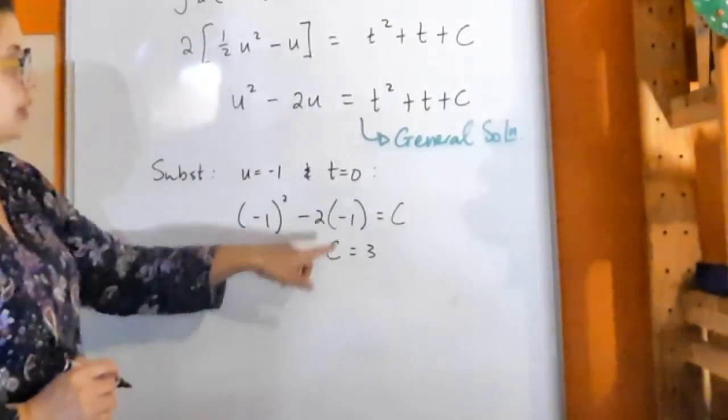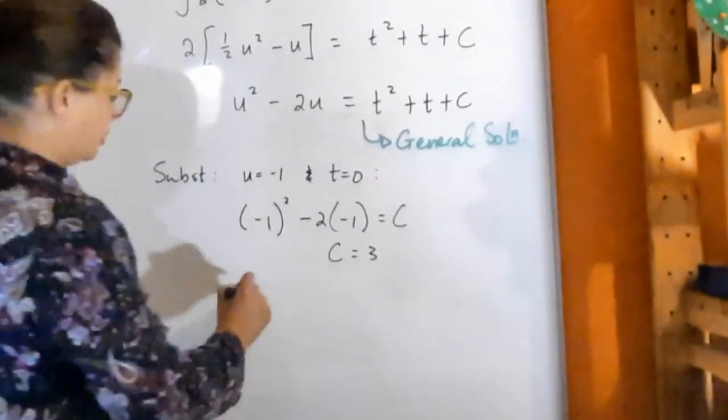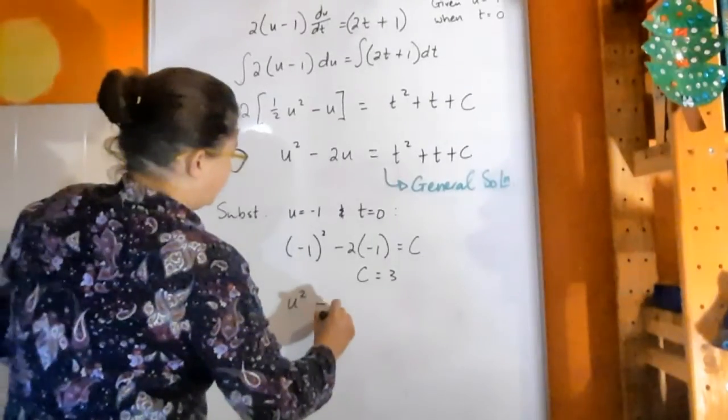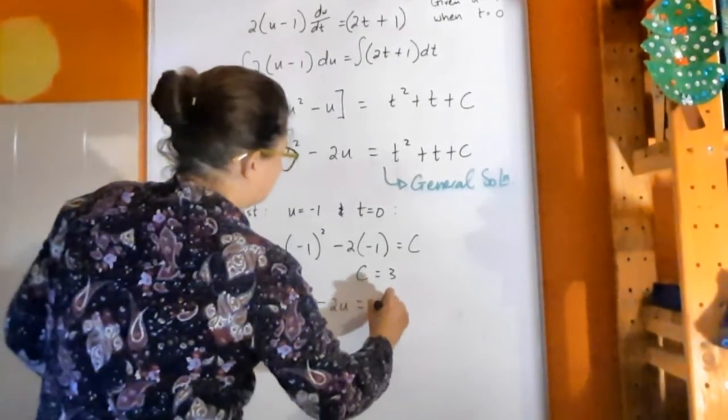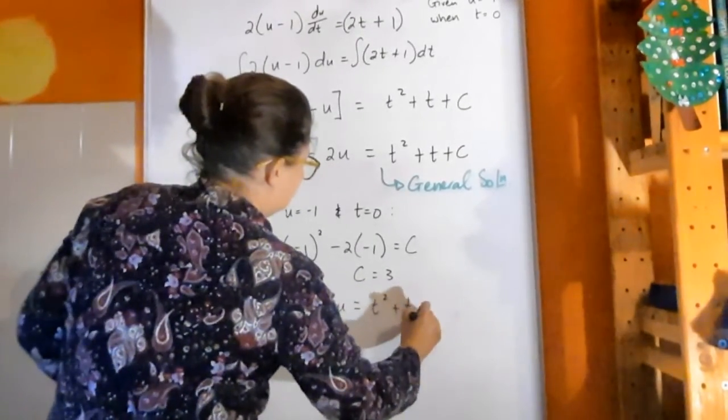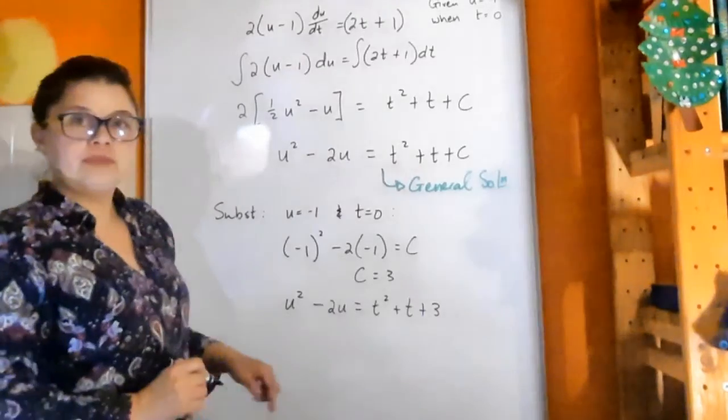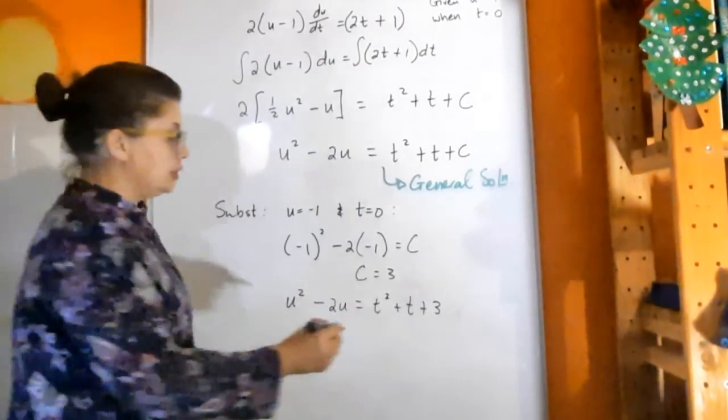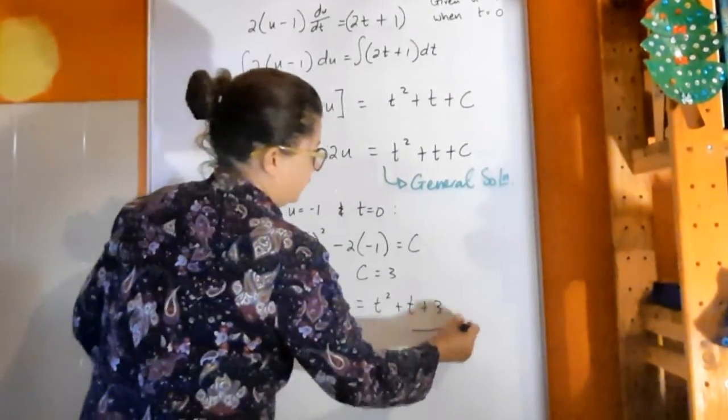Right? And if we substitute that into the general solution, we get u squared minus u equals t squared plus t plus 3. That is your particular solution and your final answer.